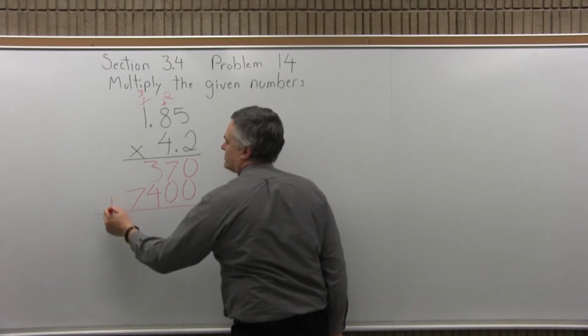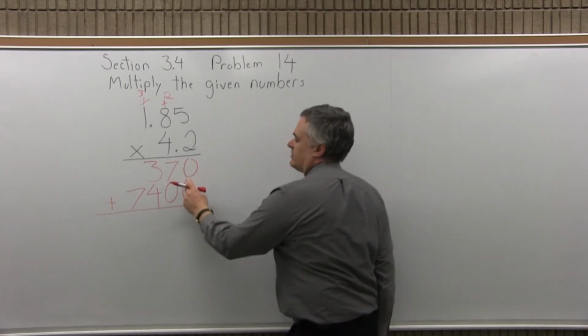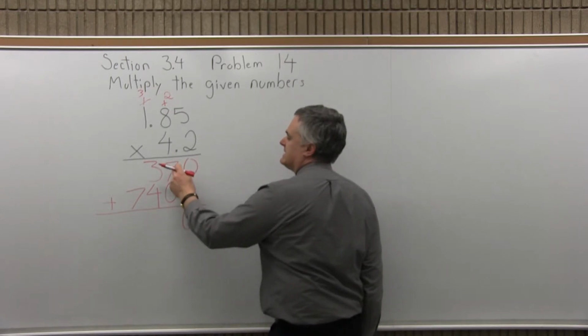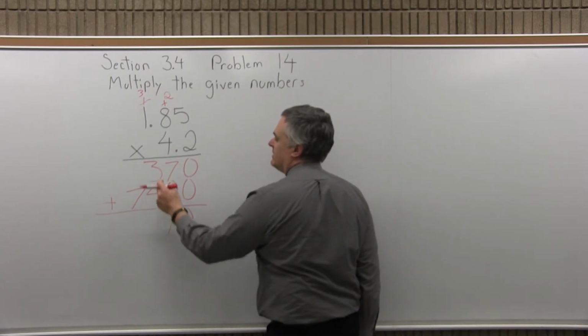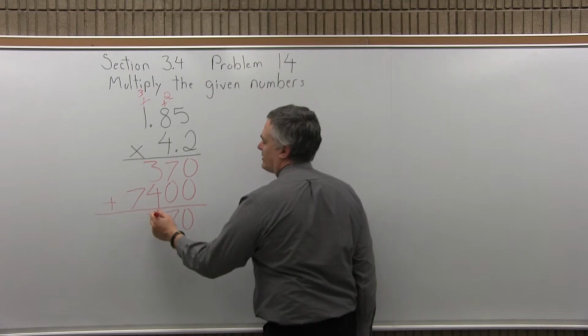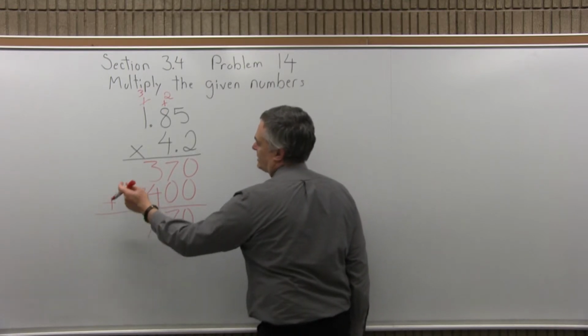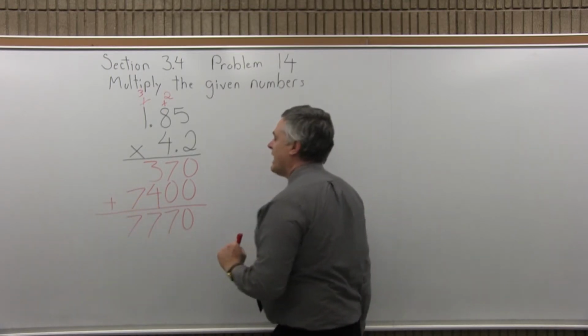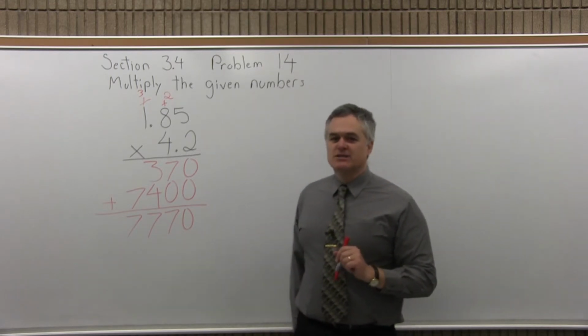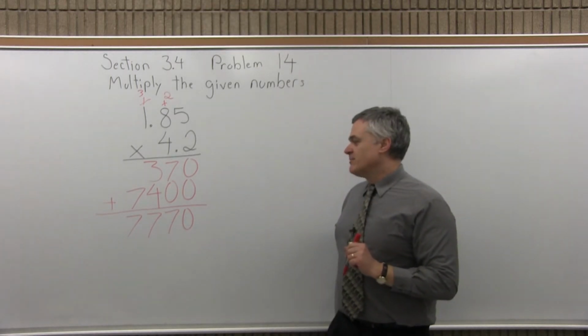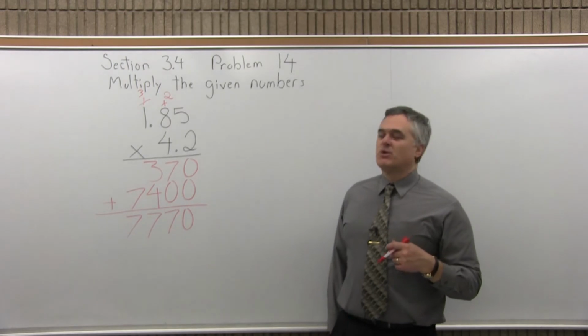Now I can add those results together. 0 plus 0 is 0. 7 plus 0 is 7. 3 plus 4 is another 7. And then nothing plus 7, I'm getting a lot of 7. So I have as an answer without the decimals 7,770. But now I have to put the decimal where it goes.